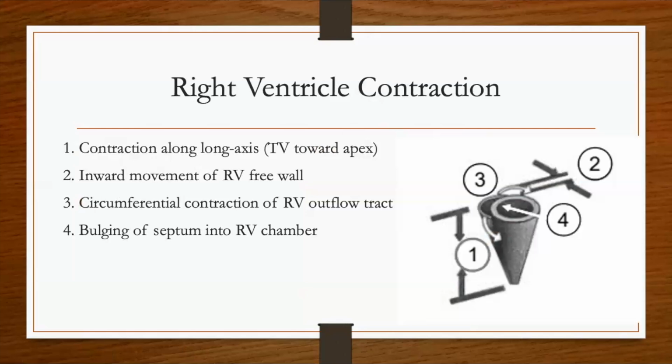The way the RV contracts also has multiple different components. It can contract along the long axis towards the apex, as these two arrows here. It can also have an inward movement of the RV free wall. The circumferential contraction of the RV outflow tract is the third component, and then the last one is the bulging of the septum. So the geometry and the way the fibers are organized, with the various ways that it contracts, all add to the challenges in terms of assessing RV size and function.